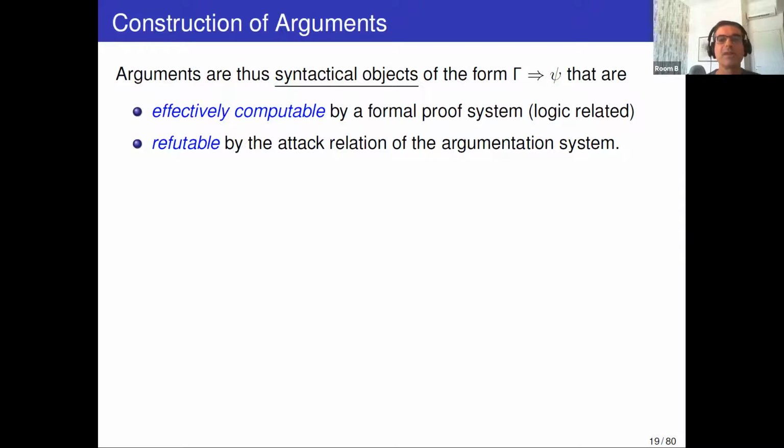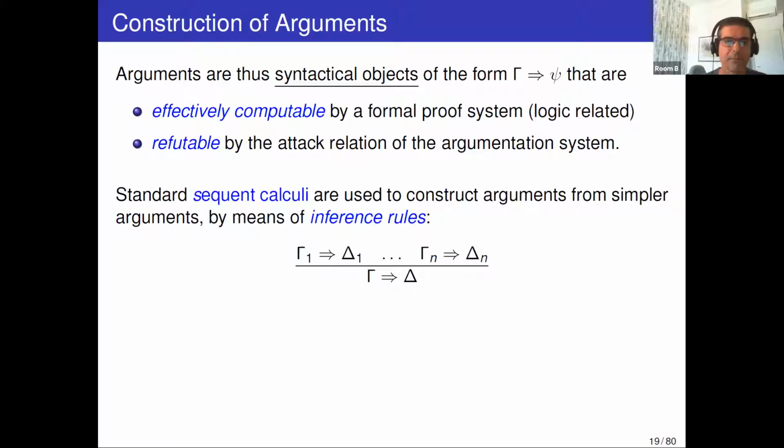Okay, so arguments should be syntactical objects of the form of sequents that are effectively computed by a proof system. So we will assume that we have some way of constructing arguments by a proof system that we shall see shortly. And it is refutable by the attack relations of the argumentation system. So for this, we shall form elimination rules, by using which we will be able to refute arguments. Okay, so standard sequent calculi are used to construct arguments, as I have just said. We are constructing arguments from simple arguments by means of inference rules.